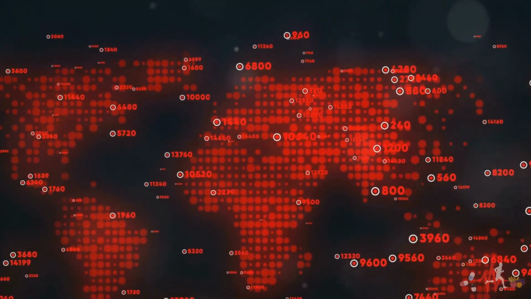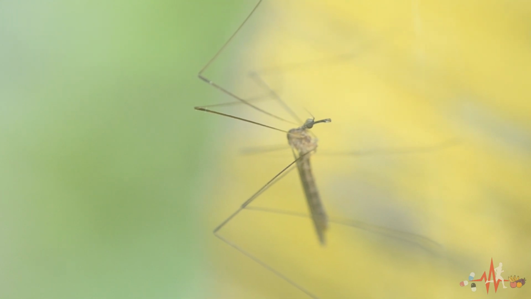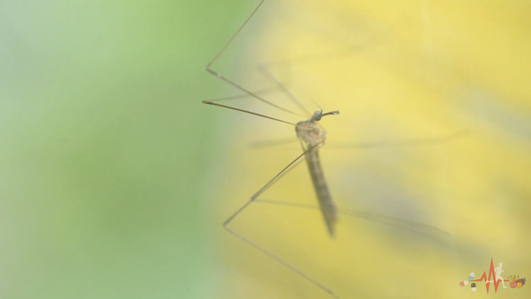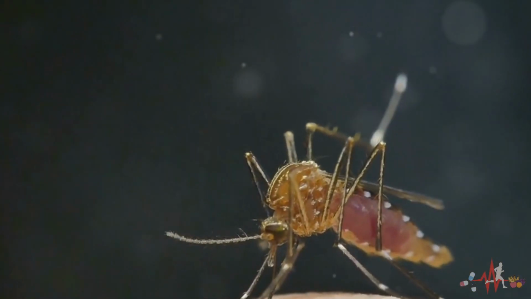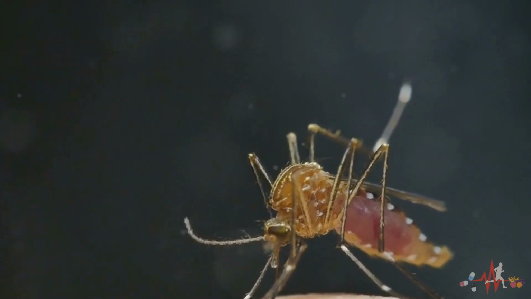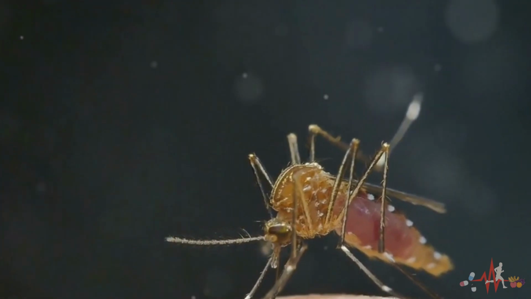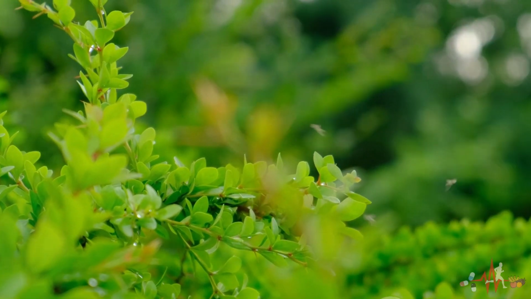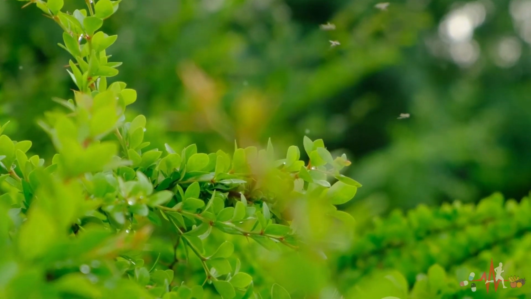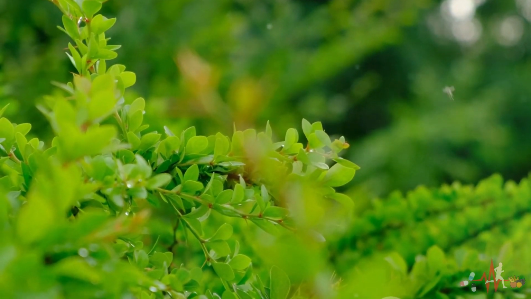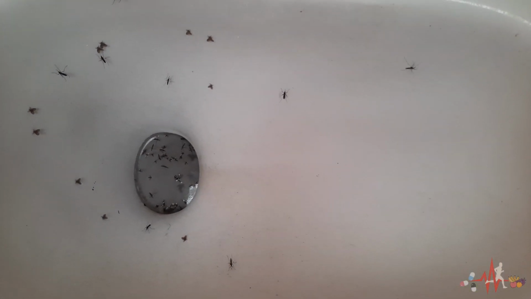Now that we've understood its origins, let's take a look at its primary transmitter. The Aedes aegypti mosquito is the main vector of dengue. This mosquito breeds in stagnant water, making it common in places like plant pots, discarded tires, and water storage containers. It's during this breeding process that the dengue virus is passed on to the mosquito's eggs, creating a new generation of dengue-carrying pests. Understanding this life cycle is crucial in breaking the chain of transmission and controlling the spread of dengue.